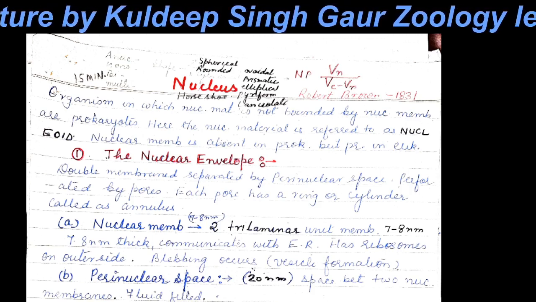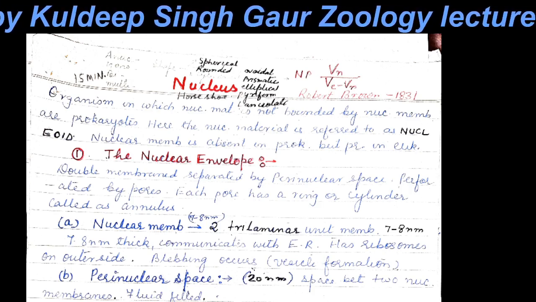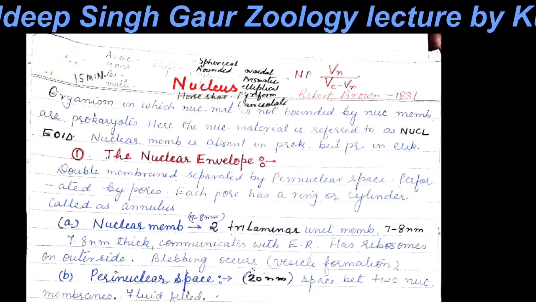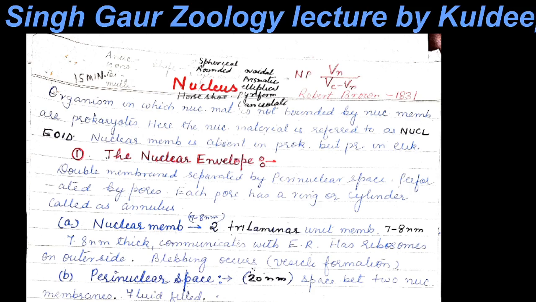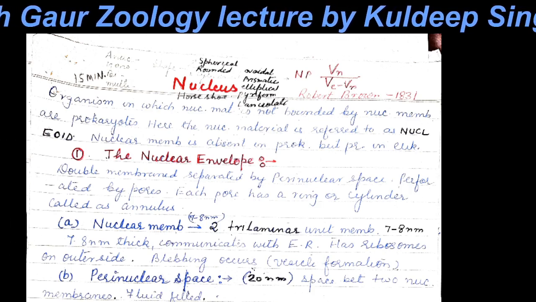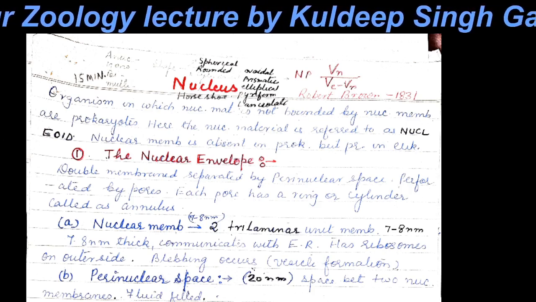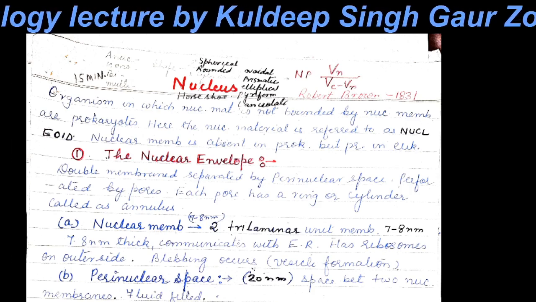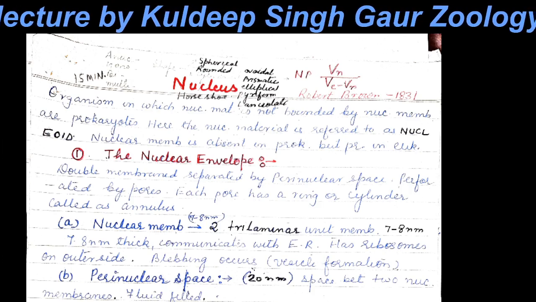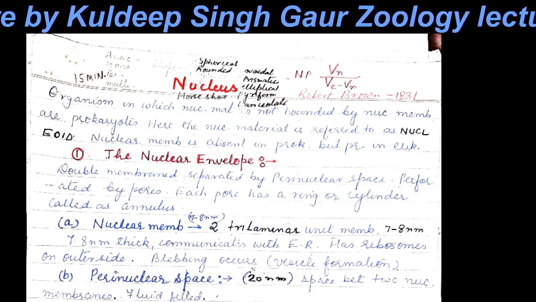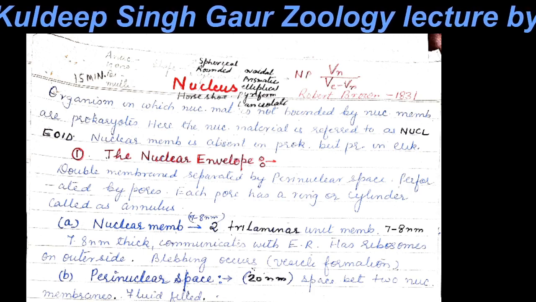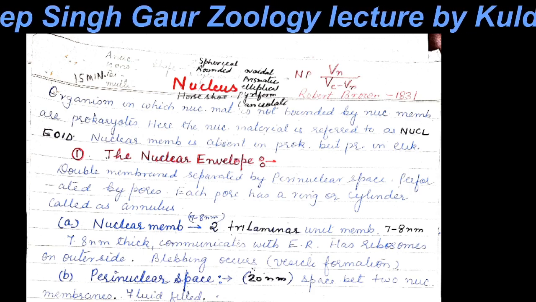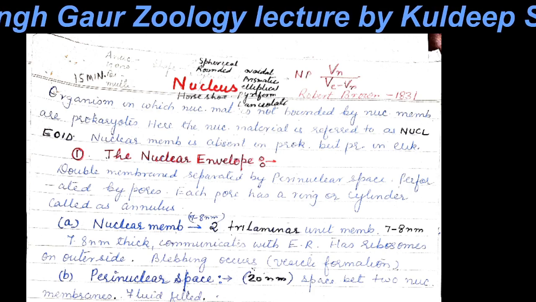This nucleus was first discovered in 1831 by Robert Brown. As far as its shape is concerned, it can be spherical, rounded, ovoidal, prismatic, elliptical, pyriform, or it can also be in lanceolate form.